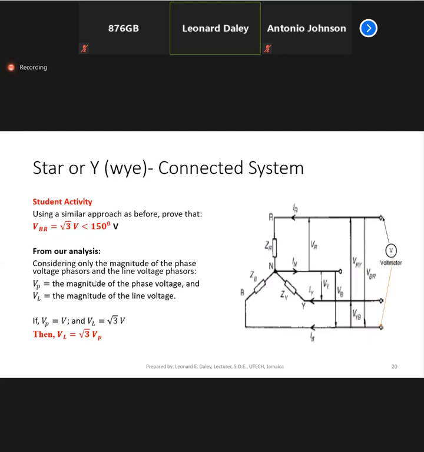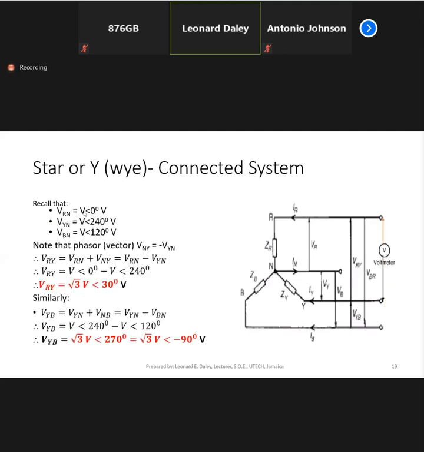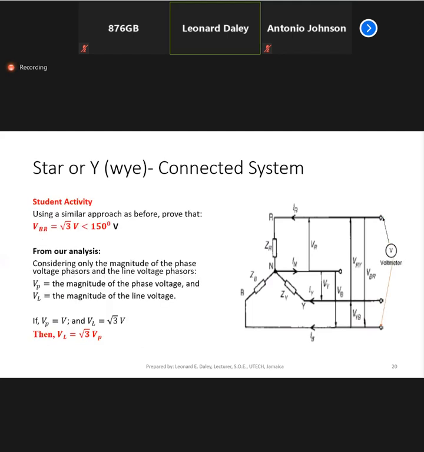All right, so if we consider only the magnitudes now, VP is the magnitude of the phase voltage, and VL is the magnitude of the line voltage. So VP would be equal to V as before, and VL would be equal to root 3 V, right? But since V is equal to VP, then we can say that VL is equal to root 3 VP. So V line is equal to root 3 times V phase.